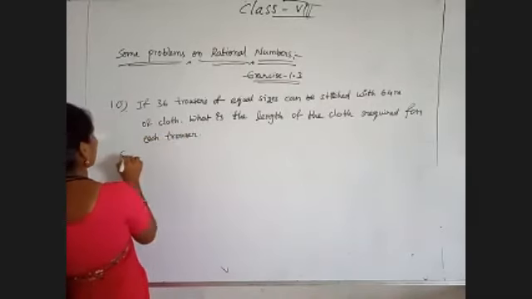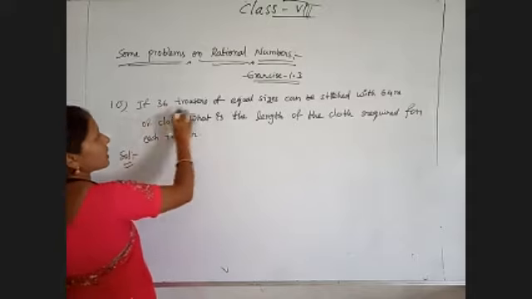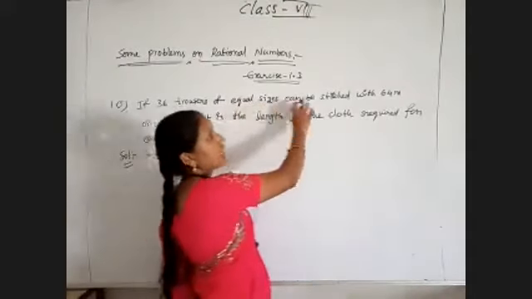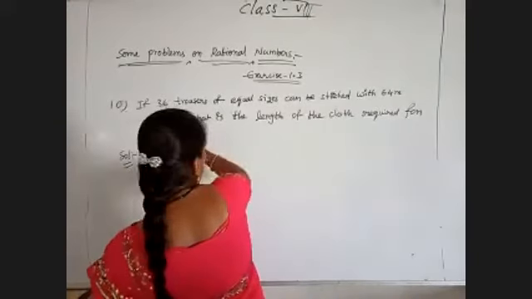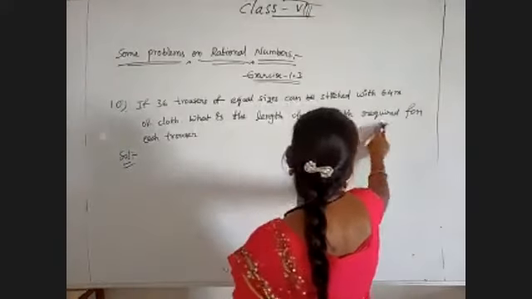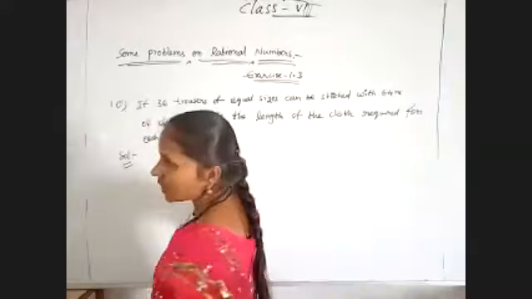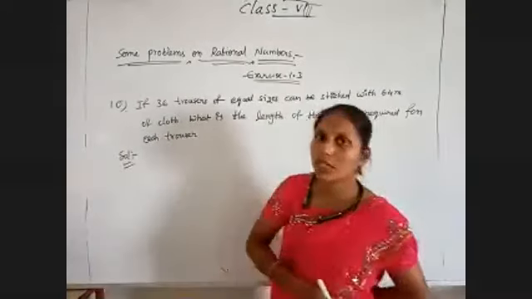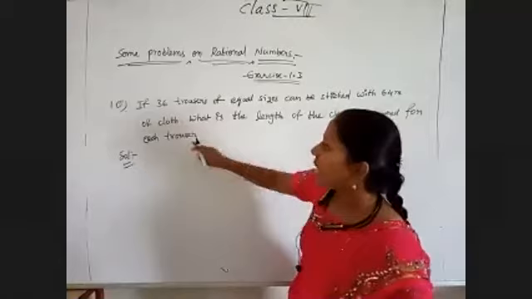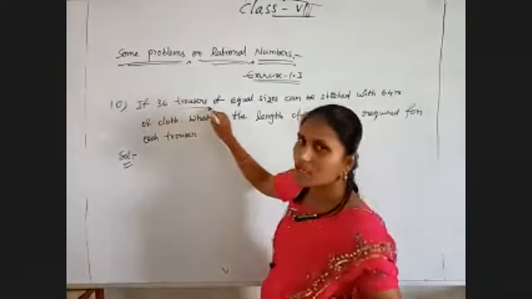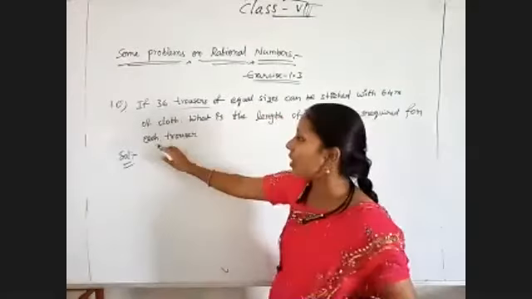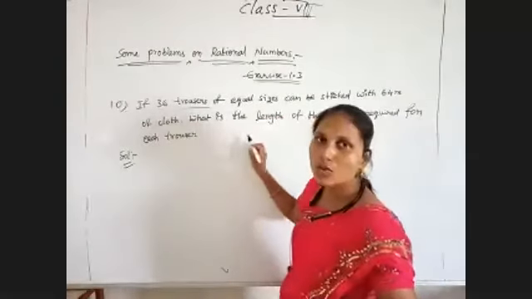Okay, observe the question. If 36 trousers of equal sizes can be stitched with 64 meters of cloth, what is the length of the cloth required for each trouser? For one trouser, we need to find out the answer. So already I told you, whenever a large number of trousers' value is given and they are asking for one trouser, in that case go for division.